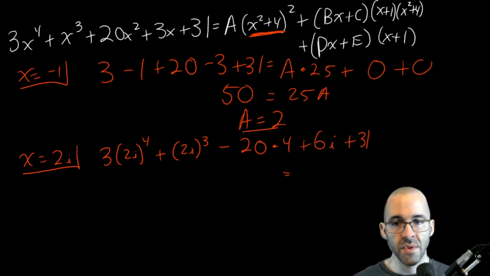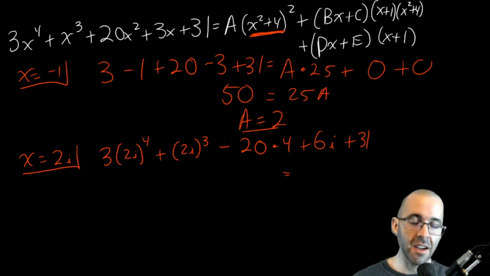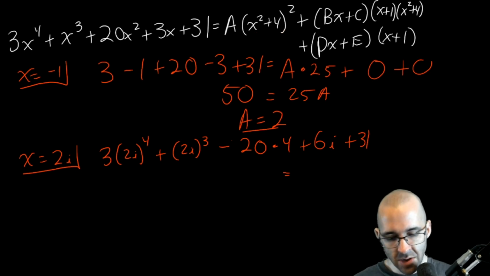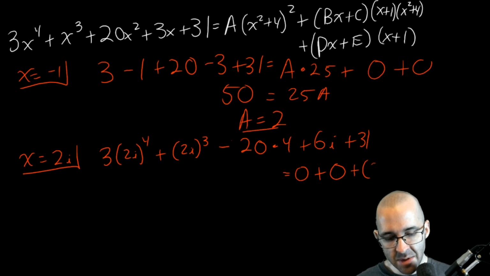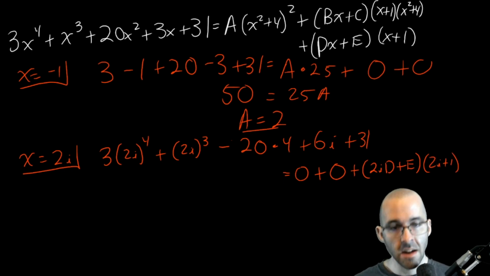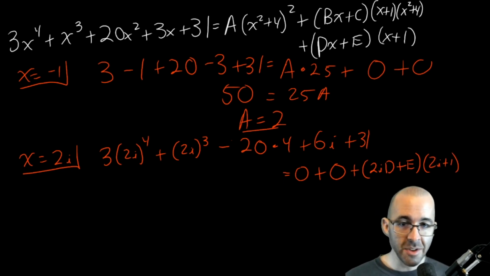When x is 2i, we get 4i squared, negative 4 plus 4 is 0. Great. So it's going to be 0 plus, again, another 0 plus that d times x, which is 2i, plus e times x, which is 2i, plus 1. Now we just keep simplifying.